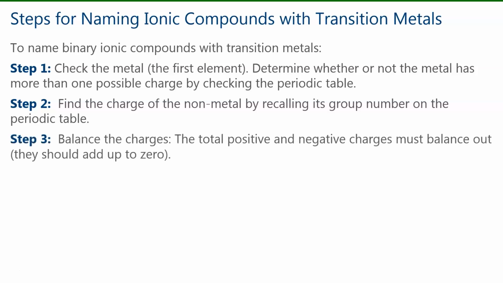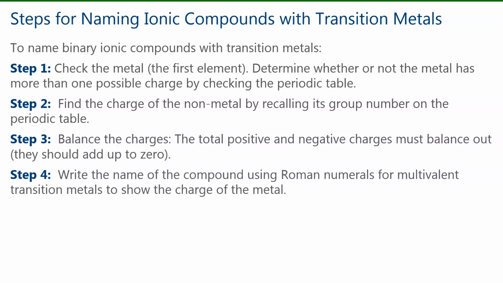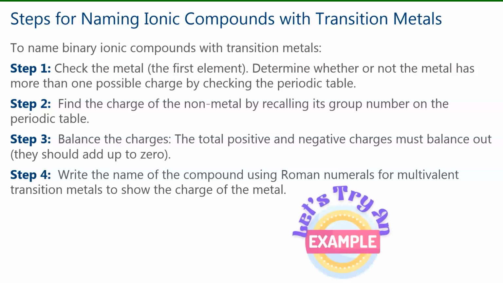Then we need to balance the charges. The total positive and negative charges must balance out, that is, they should add up to 0. Finally, we're going to write the name of the compound using Roman numerals for multivalent transition metals to show the charge of the metal. Let's try an example.